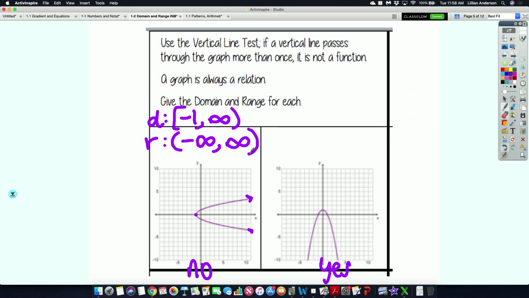Y'all remember this? Maybe? Long time ago. Now, will I always want you to write your domain and your range in interval notation? No. Okay? But we have practice going from interval into set notation. Sometimes I might ask you to write in set, sometimes in interval, so I need to make sure you know how to do both. How do you write negative infinity to infinity in set notation? Anybody want to take a guess?